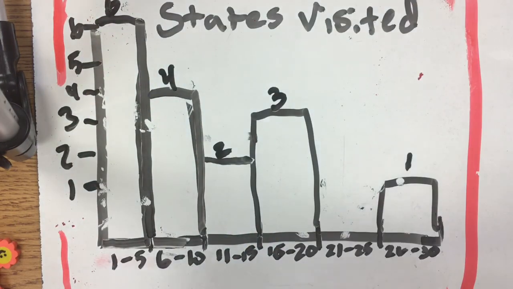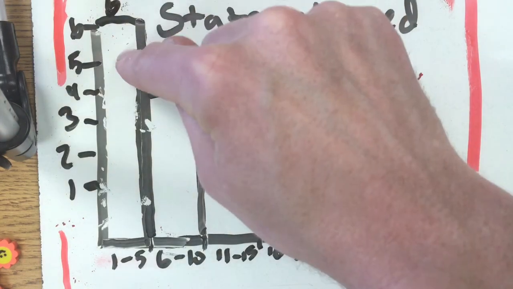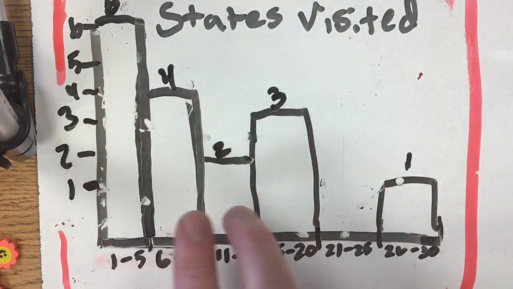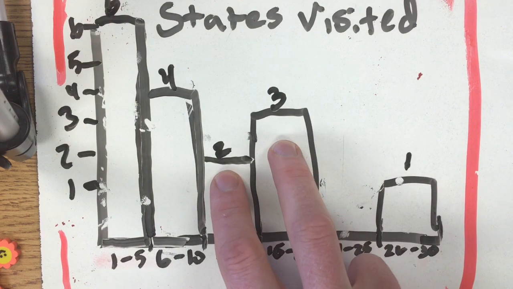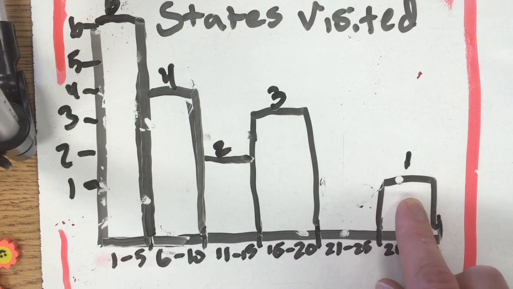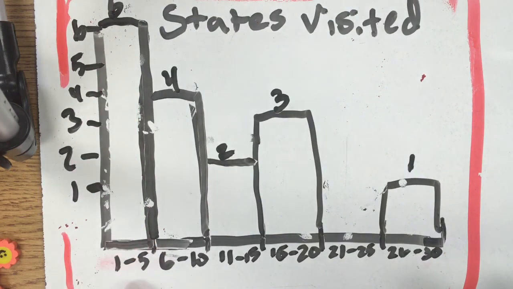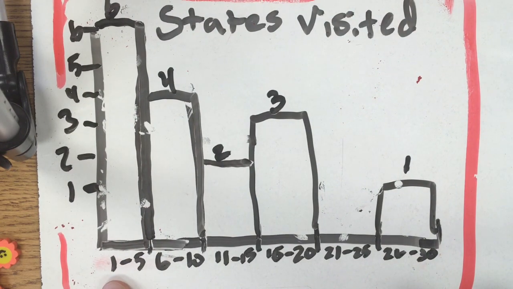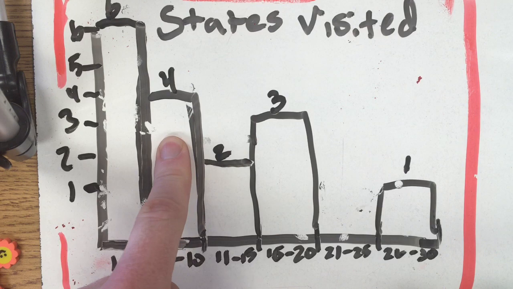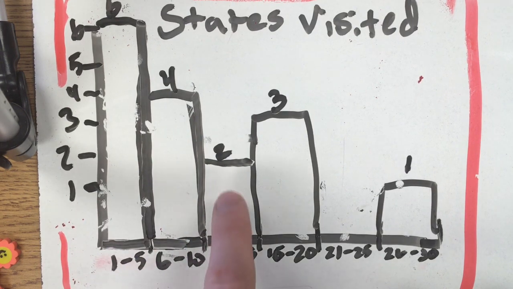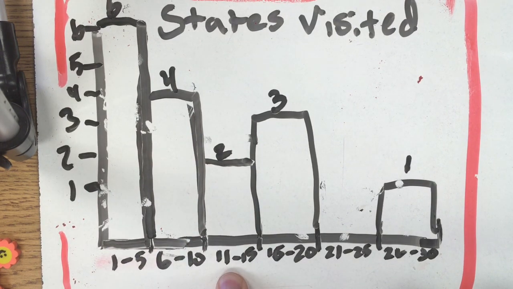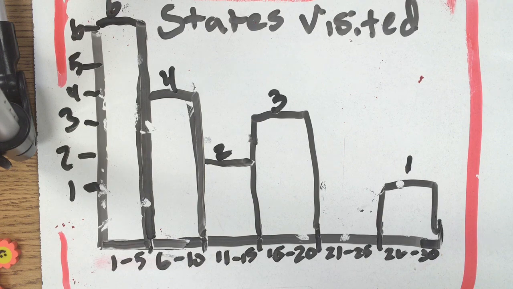And with that information, I can still say, okay, there's 6 kids here, there's 4 kids here, so that's 10. 2 and 3 is another 5, so that's 15. There's 16 kids in this class. I can see that 6 kids visited between 1 and 5 states. I can see that 4 kids visited between 6 and 10 states. I can see 2 kids visited between 11 and 15 states, etc.